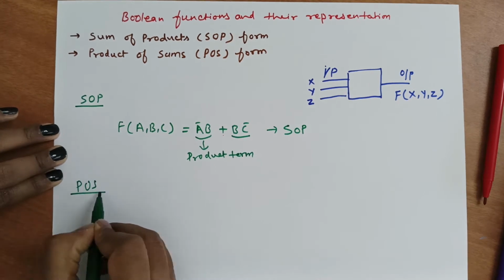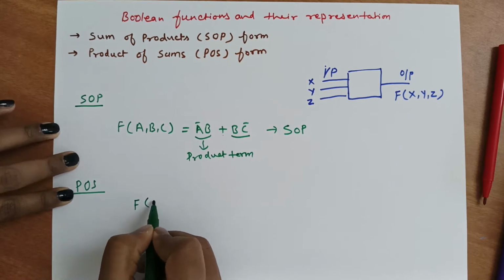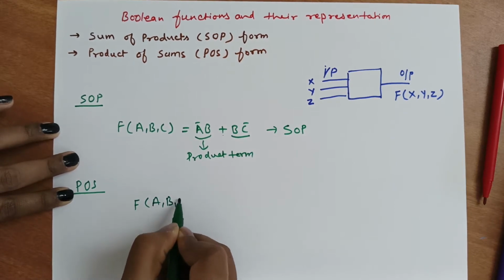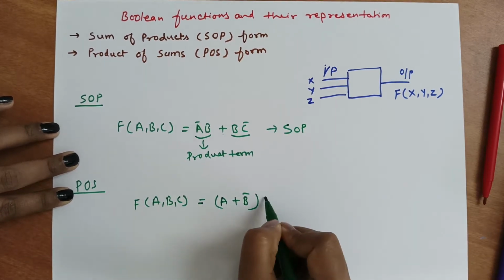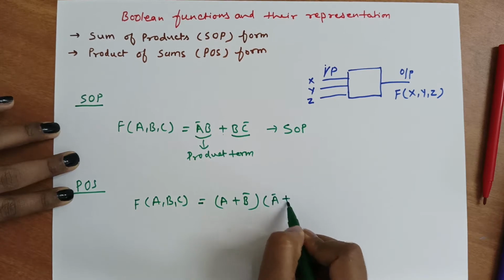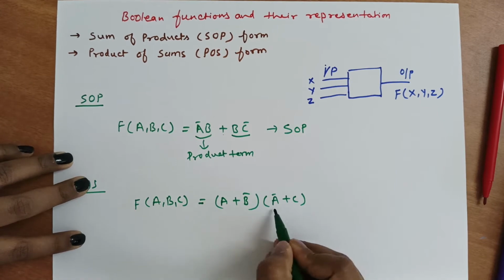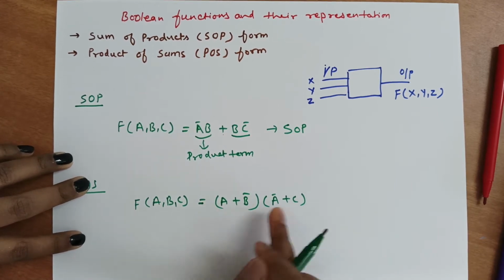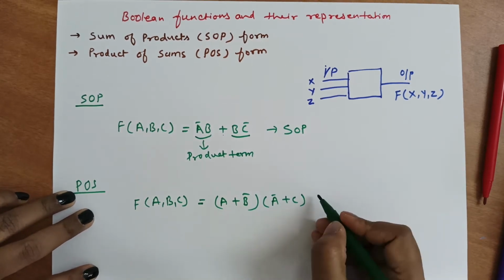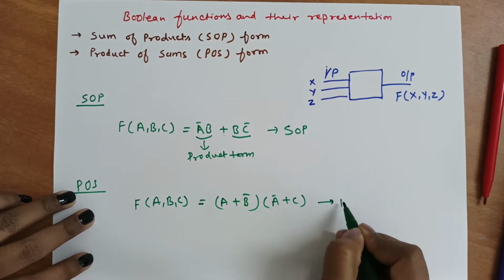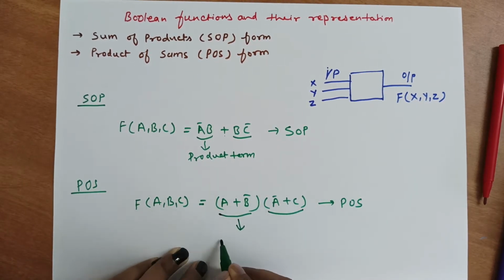In POS form, POS means product of sum. Suppose a function is given as f of ABC equals A plus B bar multiplied by A bar plus C. So these two are sum terms and we are multiplying the sum terms. So this form is called product of sum form. This is POS form. And these terms are called sum terms.